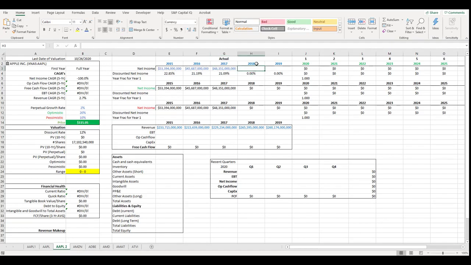I always do this by the whole company instead of per share because the number of shares changes. Where I get my number of shares is from Excel's stock data. You go here and click on a little symbol right here, and it'll give you a few basic things, like number of shares, market cap, whatever. So I get that automatically updated from Excel.